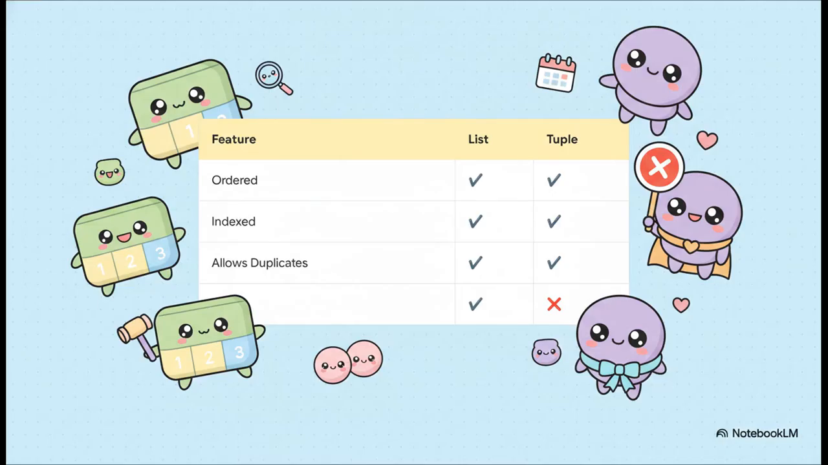And when you lay them out side by side like this, the similarities are just striking. Ordered? Yep, for both. Indexed? Check. Allows duplicates? You bet. The only, and I mean only, place they diverge is right on that final line, mutability. Lists are built to be changed. Tuples are built to be constant.